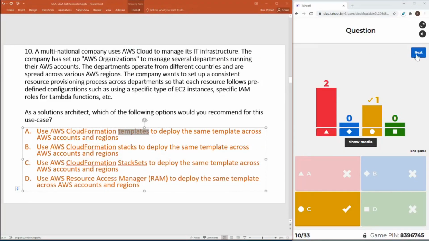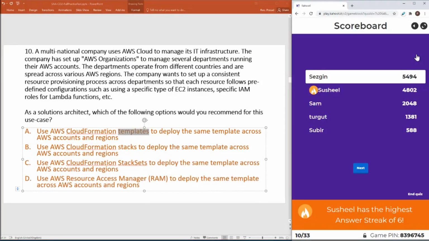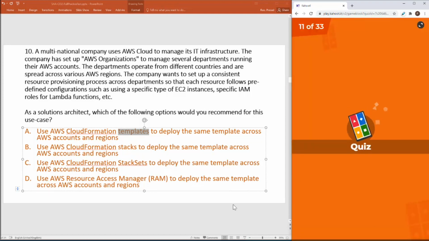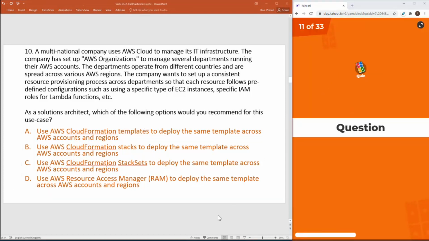Okay, let's move forward. Sushil got 6 answers in a row correct. Seems great. Okay, come on. Yeah.